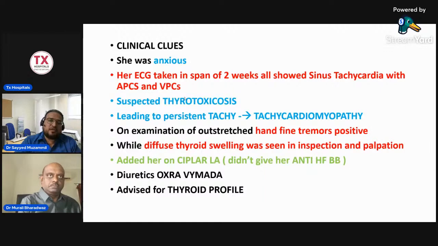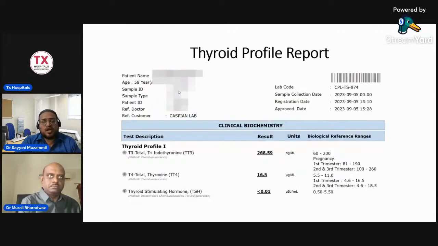And next day she came with the thyroid profile report, and you can see that her T3 is 268 where the higher limit is 200, T4 is 16 where the higher limit is 11, and her thyroid stimulating hormone was less than 0.01. So she was having thyrotoxicosis.